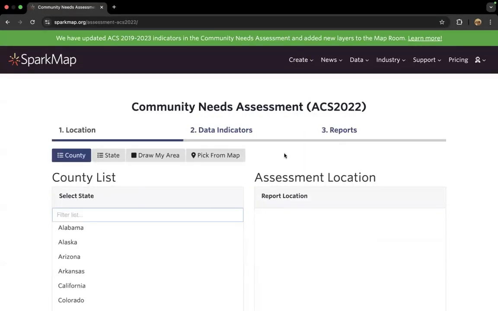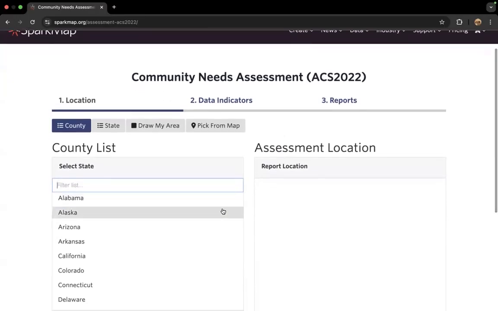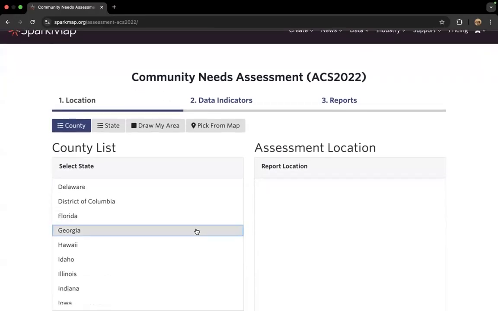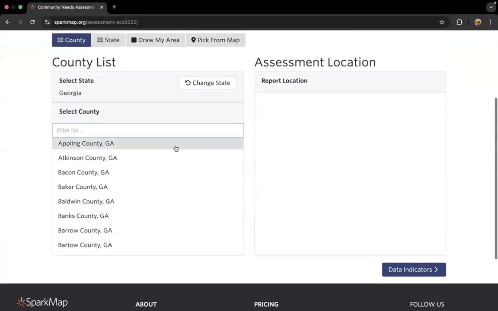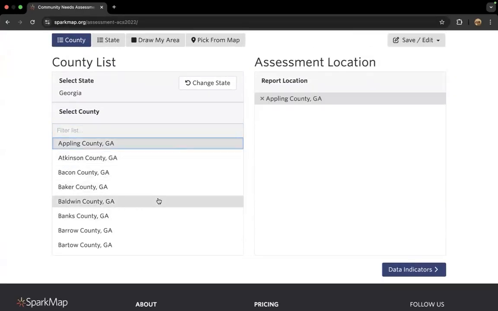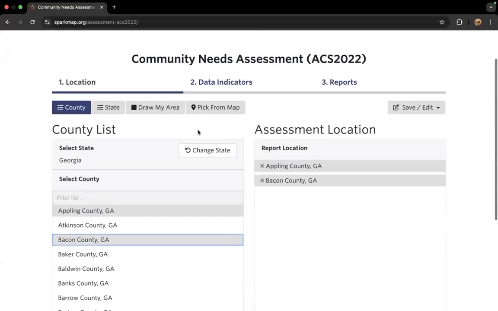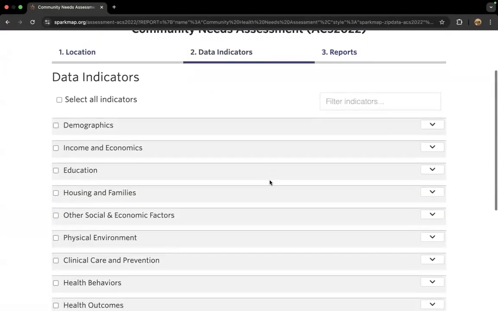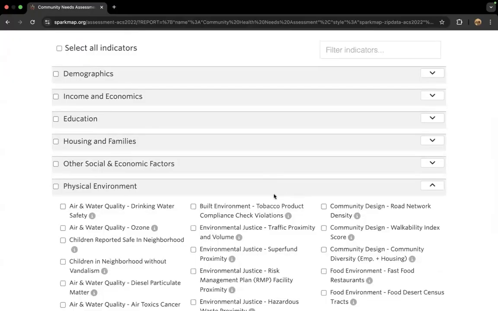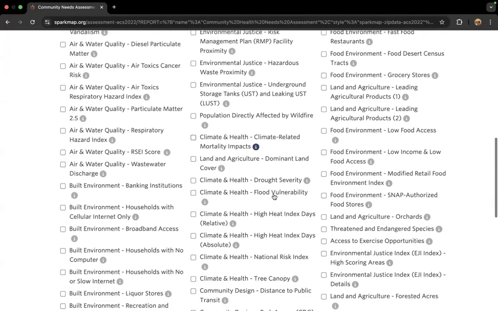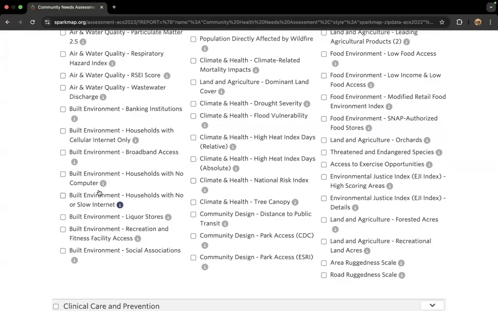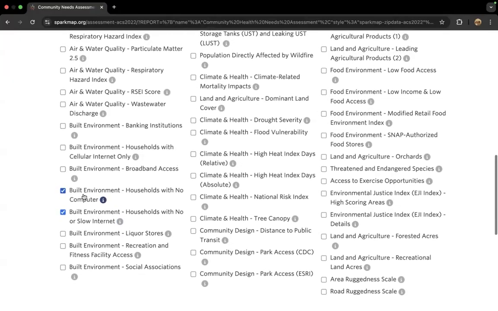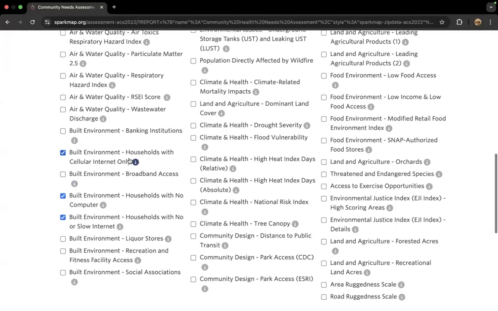And so really quickly to show you all, I will generate a report. We will look at Georgia and we will do Appling County and Bacon. We'll do Appling and Bacon. And then move over to our indicators. So I'll highlight a couple of different ACS indicators really quickly while I'm doing this. So let's look at our households with no computer, no or slow internet, and maybe cellular internet only.